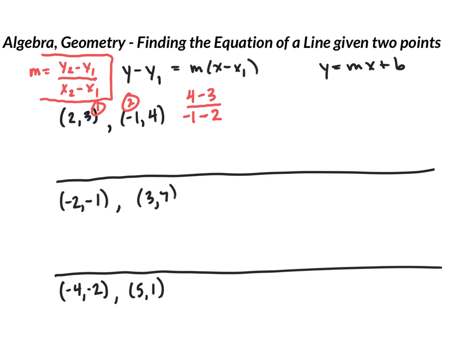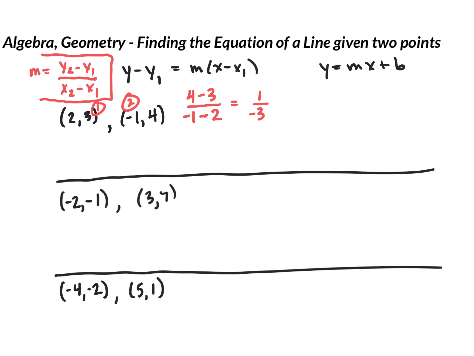But let's just calculate this. This is 1 over -3. So the slope is -1/3. If I had subtracted the other way, so 3 minus 4 would be -1, but then 2 minus -1 would be 3, so I'd still get -1/3. Okay, so my line, I'm going to pick a point. It doesn't matter which point. I'm going to just pick the first one.